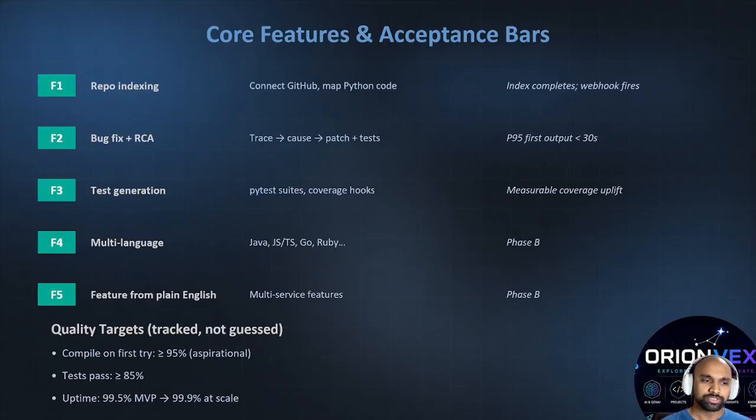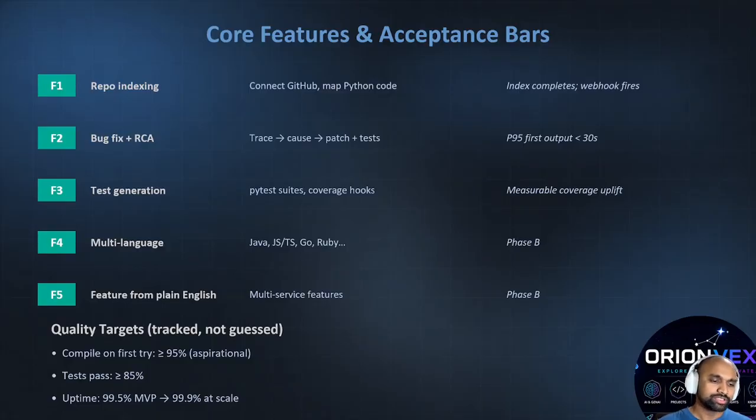Core features and acceptance bar: if you see, there are F1, F2, F3, F4, F5 categories. The first function is repo indexing, where it will identify the repository and identify the bugs. F2 is bug fix and root cause analysis. Then it will do test generation, creating test cases for testing the new code it has written. Then multi-language support, it can support any language like Java, JavaScript, Go, Ruby, Python, and all. The last two features, plain English and multi-service features, are going to be phase B.